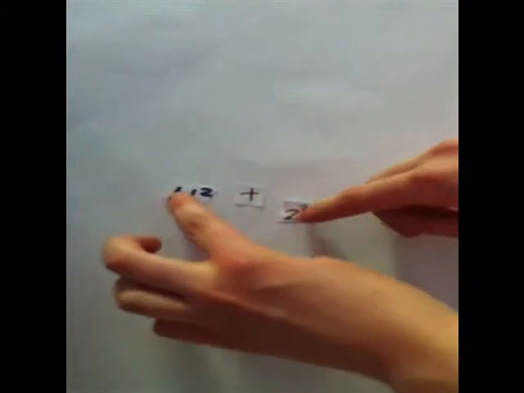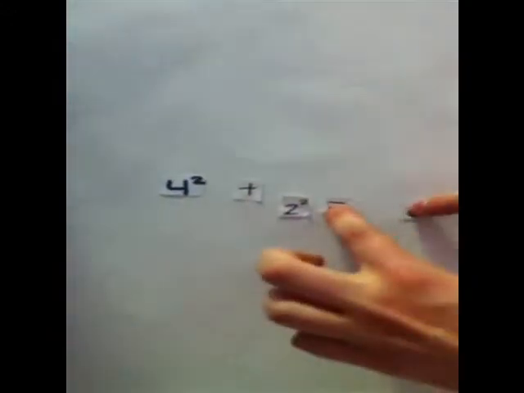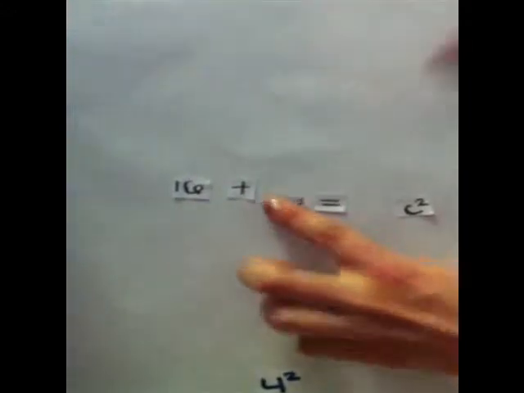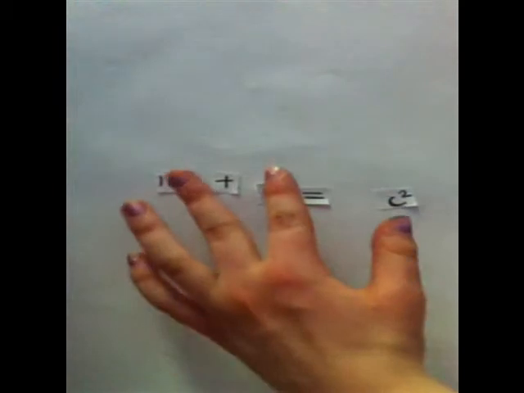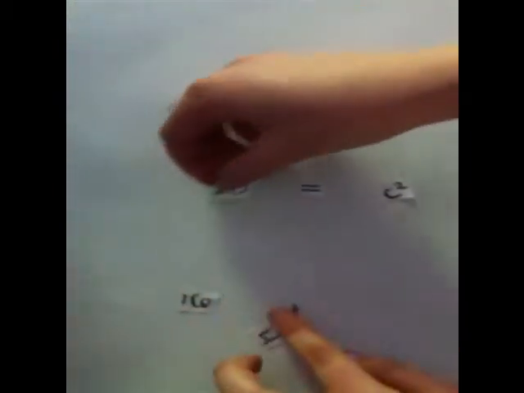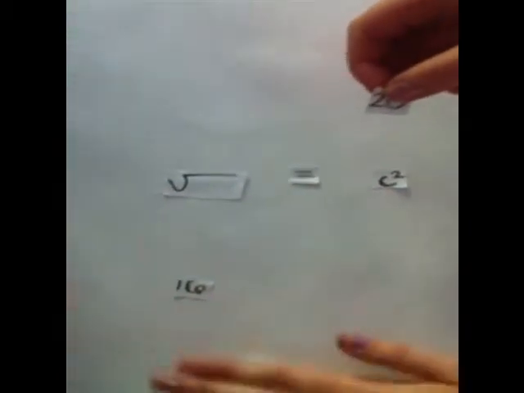An example is 4 squared plus 2 squared equals c squared. 4 squared is 16, and 2 squared is 4. 16 plus 4 equals c squared. 20 equals c squared. Find the square root of 20, which is 4.5.